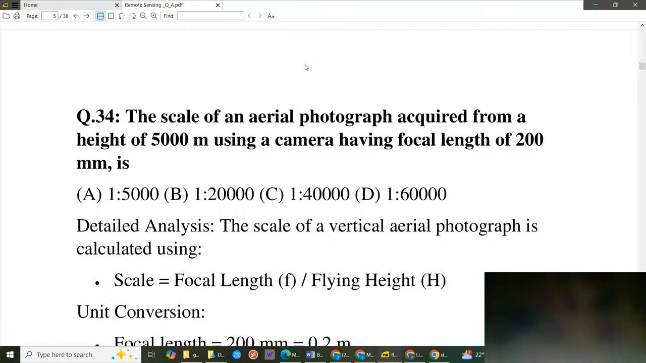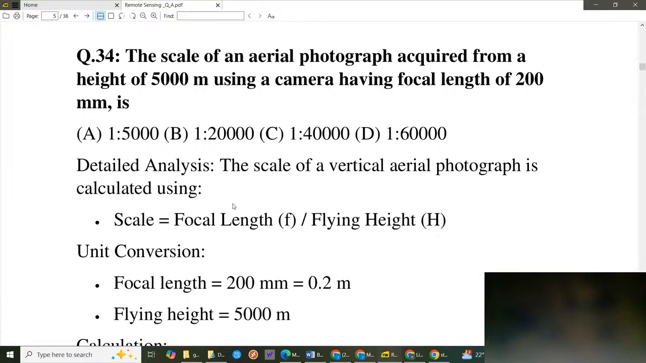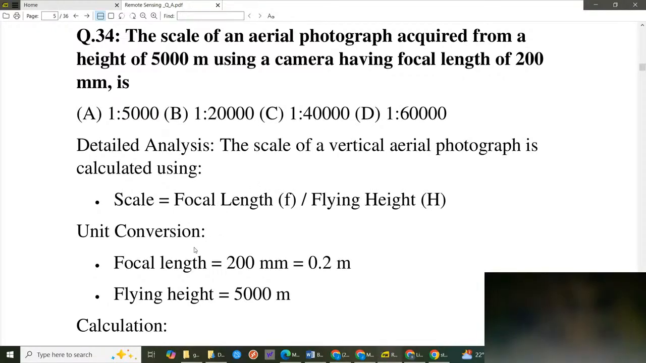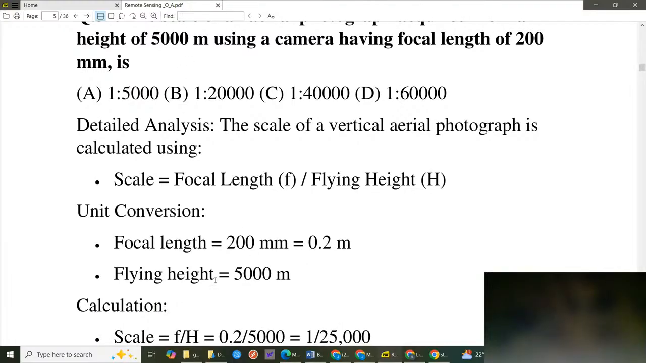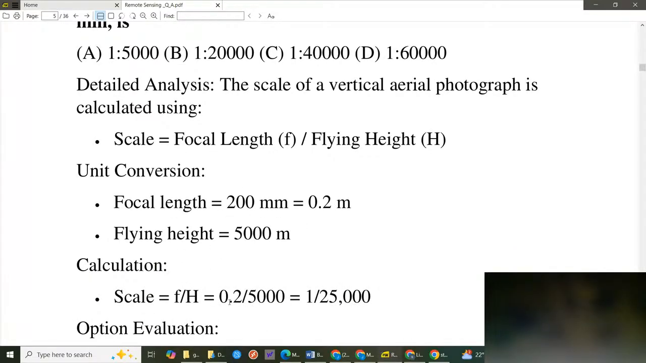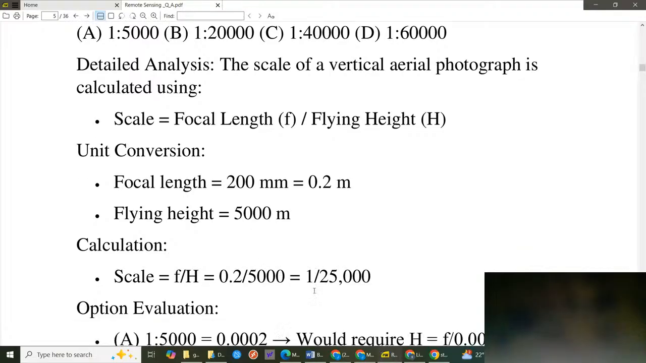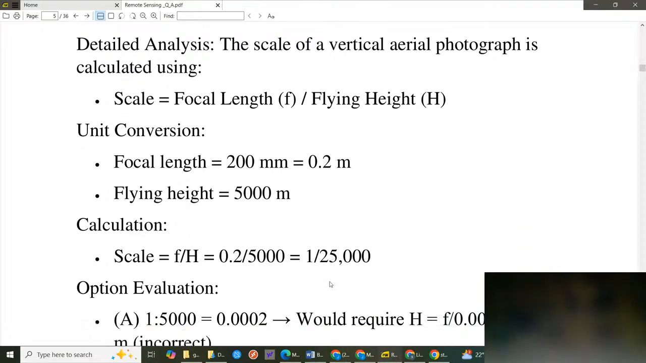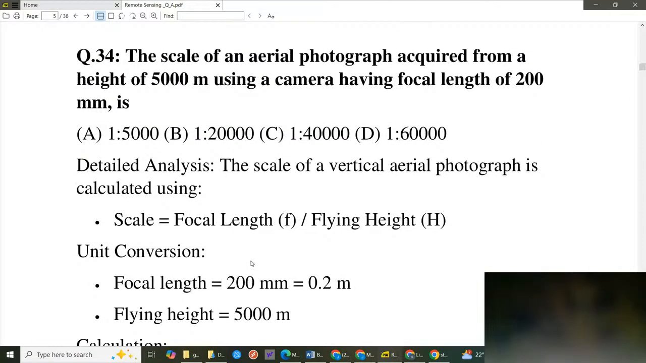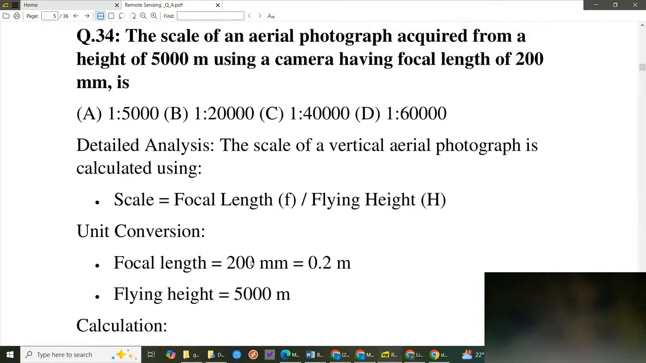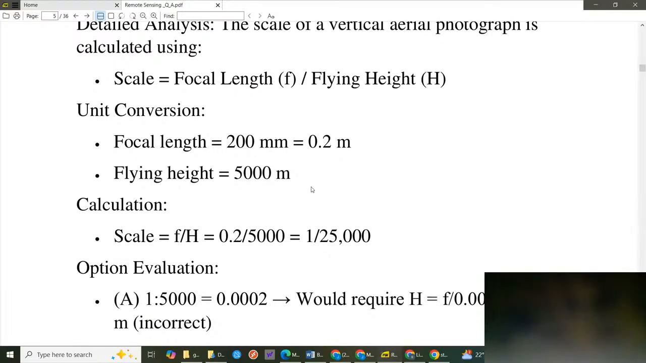So, detailed analysis: the scale of a vertical aerial photograph is calculated using the focal length f divided by the flying height H. Here the unit conversion is given: focal length is 200 mm, that is 0.2 meter, and flight height is 5,000 meter. So the calculation f by H, 0.2 upon 5,000, is equal to 1 upon 25,000. Here the options do not include 1 is to 25,000.